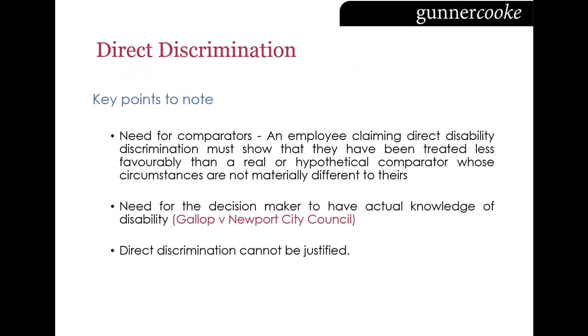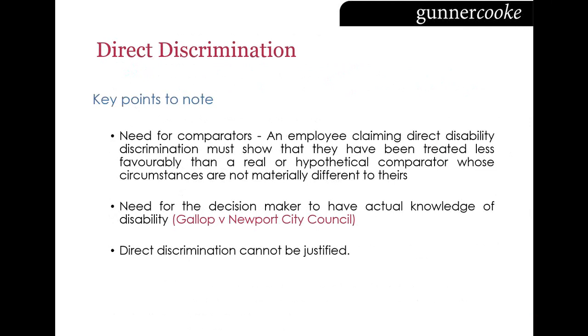Now, it's generally accepted that it's difficult to bring a successful direct discrimination claim, and we'll come on to an example that's contained in the Code of Practice of direct discrimination comparators, and you'll see why it is difficult for an employee to succeed in this type of claim. Now, the other point to note is that in the cases of direct discrimination and only direct discrimination, there is a need for the decision maker to have actual knowledge of disability. And this comes from the recent EAT decision of Gallup and Newport City Council.